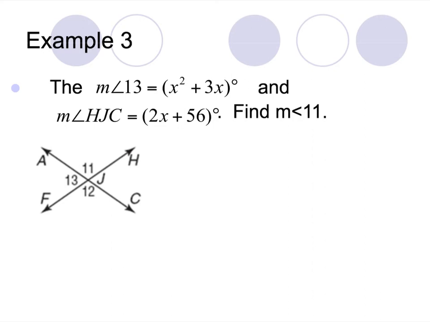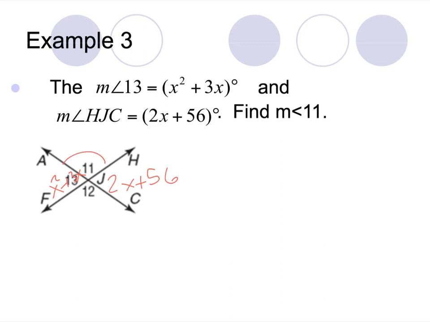So I've got the measure of angle 13 is x squared plus 3x, and the measure of angle HJC is 2x plus 56. Let's jot that down. X squared plus 3x and 2x plus 56. And I want to find the measure of angle 11, which is this guy here. How the heck am I going to do that? I don't have any information about it.